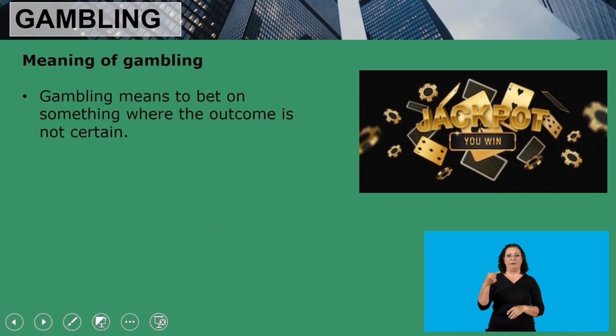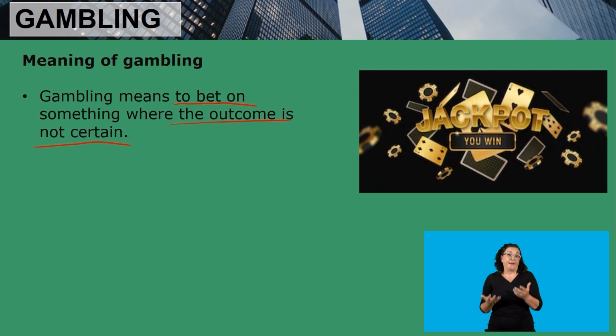Now let's move on to our second concept, which is gambling. Meaning of gambling. Gambling means to bet on something where the outcome is not certain. So gambling has to do with probability. It's either you win or you lose. So when you gamble, you are betting on something that you are not sure of whether the outcome is going to favor you or the outcome is going to be against you, but still you continue to bet.